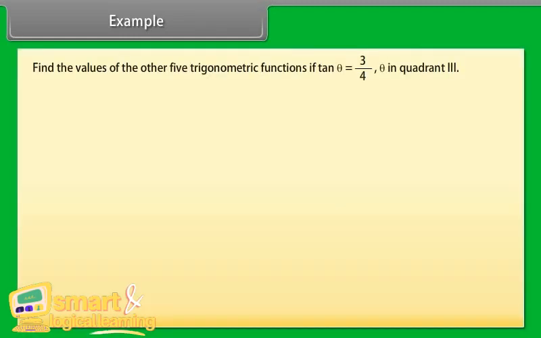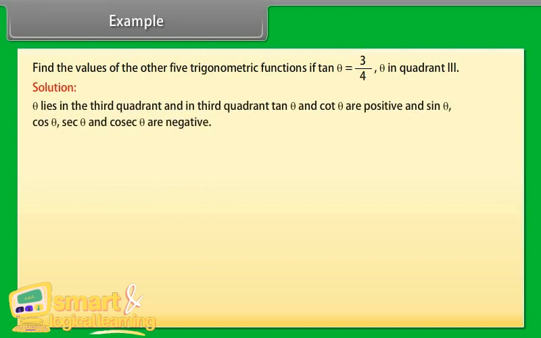Example. Find the values of the other five trigonometric functions if tan θ = 3/4, θ in quadrant 3. Solution. θ lies in the third quadrant, and in the third quadrant, tan θ and cot θ are positive, and sin θ, cos θ, sec θ and cosec θ are negative. tan θ = 3/4. This implies that cot θ = 1/tan θ = 4/3.